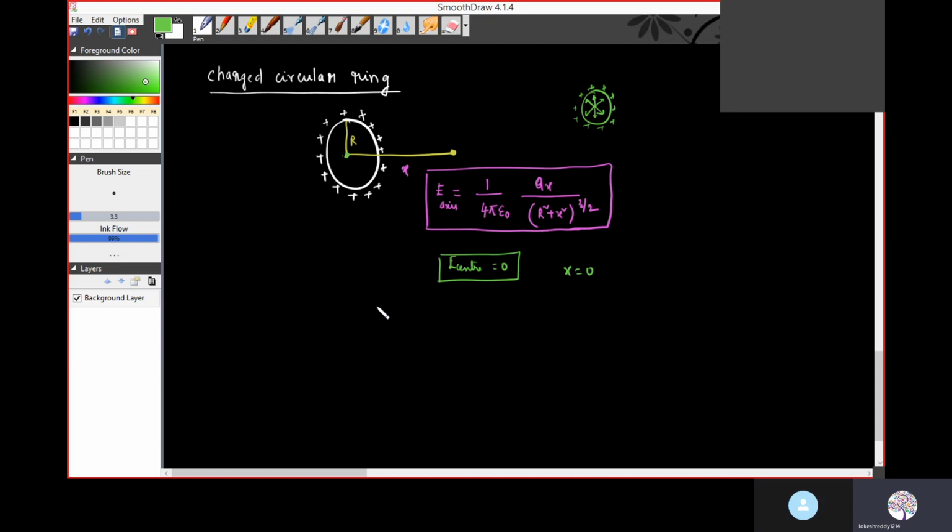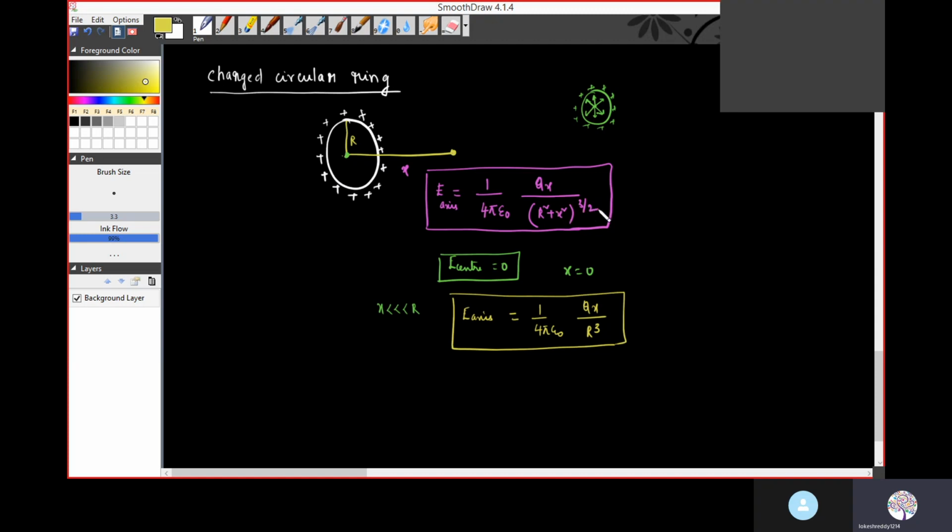So if x is very much less than r, then we get E at the axis is equal to, this x square can be neglected, so we get 1 by 4 pi epsilon naught, times Qx by, if you neglect this one, it will become r cube.